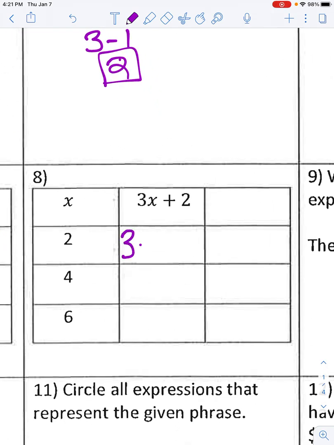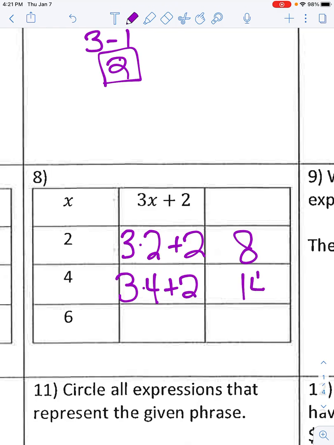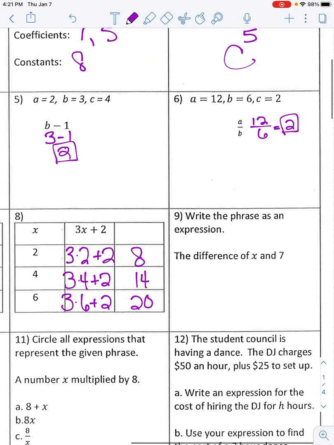Number 8, 3 times x plus 2. 3 times 2 is 6, plus 2 is 8. Don't know why I wrote 6. Next one, 3 times 4 is 12, plus 2 is 14. 3 times 6 is 18, plus 2 would be 20.